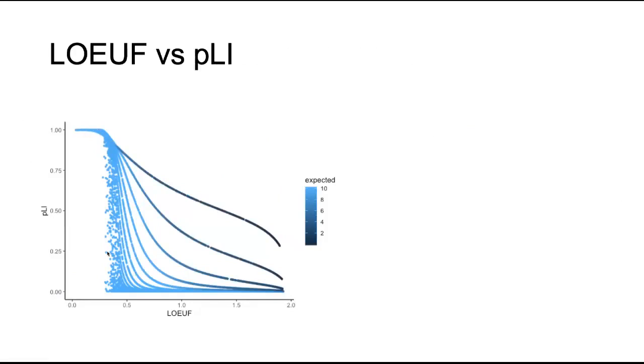For those where you have a fewer number of variants expected, you do see kind of a tail off of LUF, whereas in PLI, you might have a PLI of 0.5 or 0.25 or so, even for a very small gene, whereas LUF will actually correct that a little bit better.